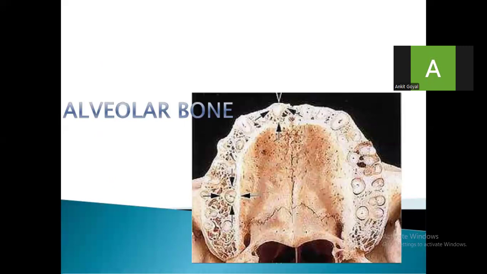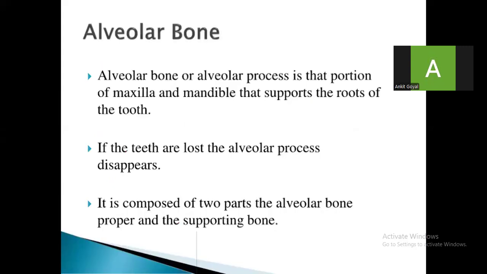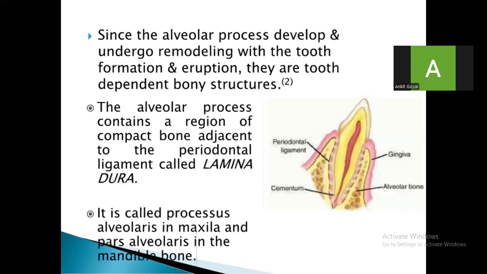The alveolar bone. Alveolar bone or alveolar process is that portion of the maxilla and mandible that supports the roots of the teeth. If the teeth are lost, the alveolar process disappears. It is composed of two parts, the alveolar bone proper and the supporting bone. Since the alveolar process develops and undergoes remodeling with tooth formation and eruption, it is a tooth-dependent bony structure.